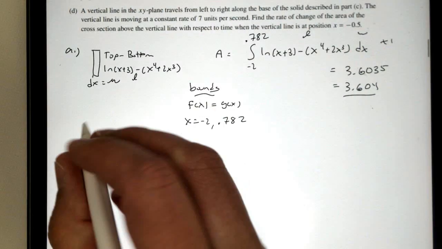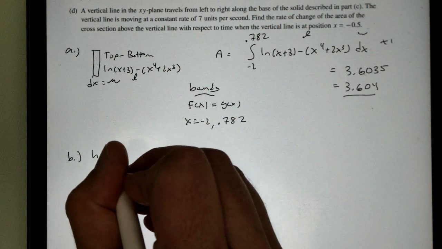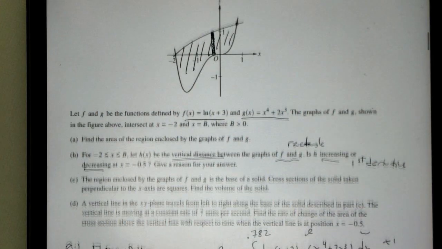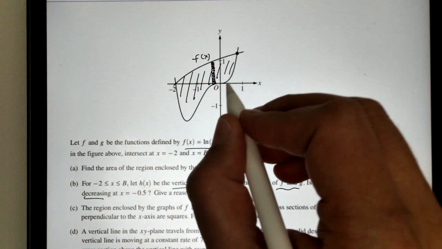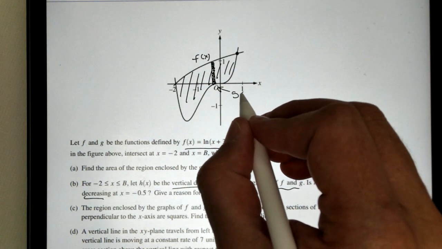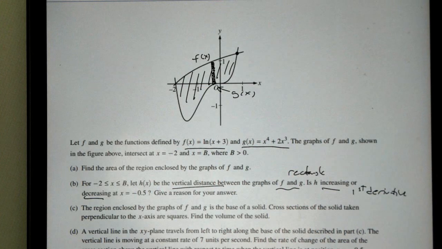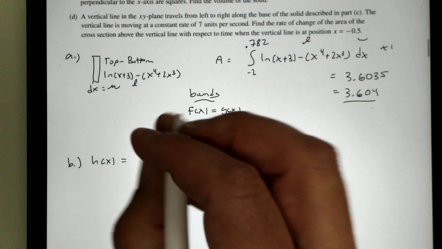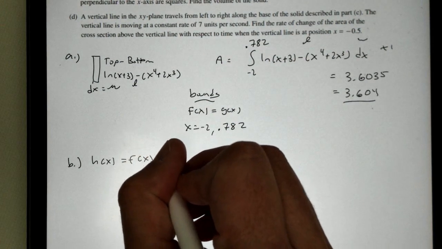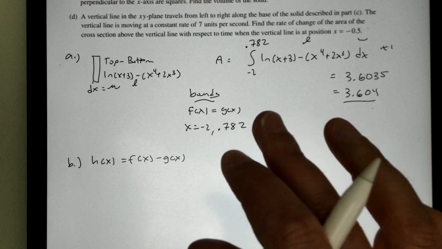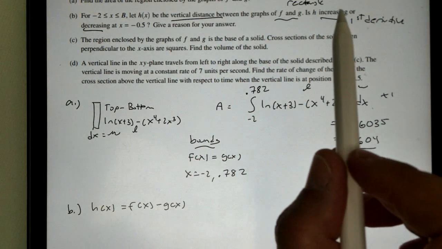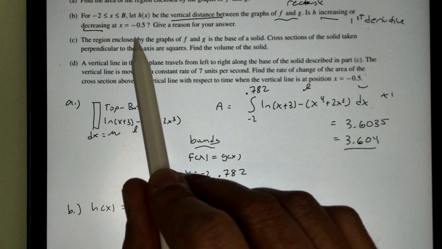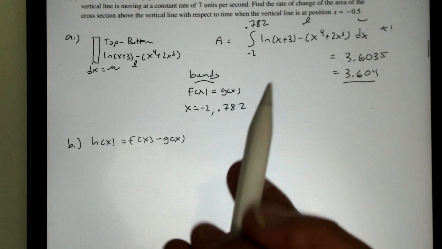The vertical distance, so h of x will equal, so I've got to go up here. We know from here f of x is our natural log, so that's our top function, and of course our bottom function is g of x. So if I go down here, this is just going to be f of x minus g of x. And what we want to find out for part B is whether the distance between them is increasing or decreasing at negative 0.5. So I need the derivative.